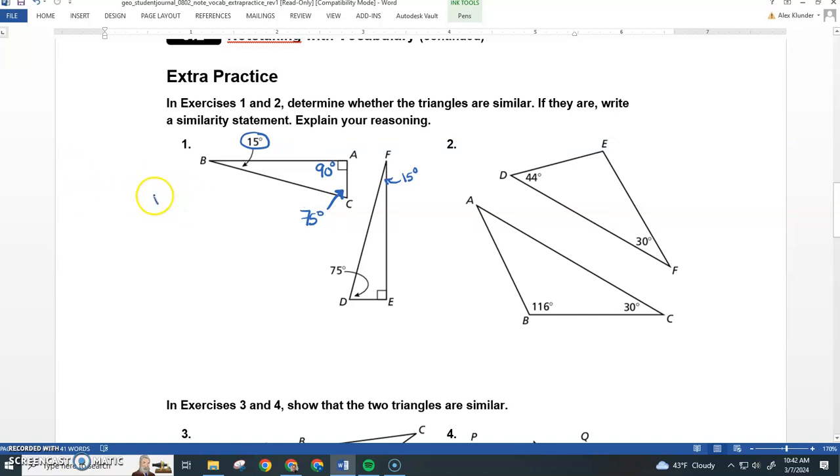So I would say yes, they're similar because of angle similarity. Angle similarity says I have two congruent angles in both triangles, therefore they're similar. Now it does want me to write a similarity statement.